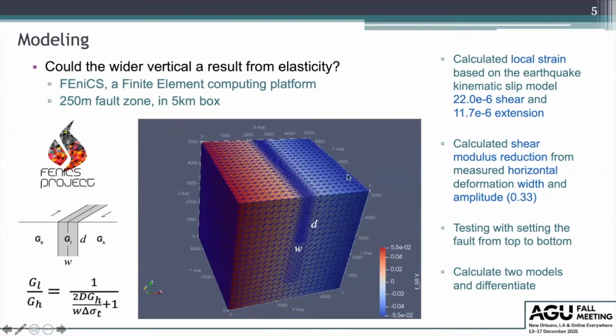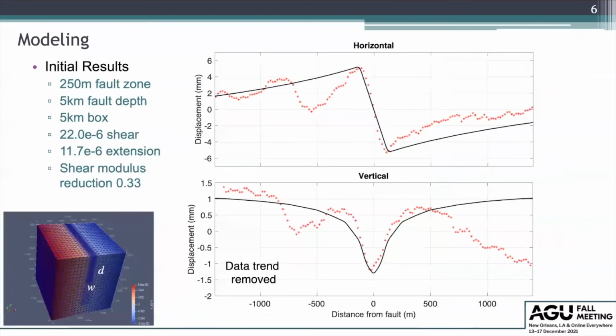Since the formula is derived with the fault zone extending from the top to bottom, we decided to test that scenario first. For the profile, it is done by differencing two models, one with a changing modulus, one just homogeneous. And here are the results. The red stars are the data, and the black curves are from the model. So the model produced a horizontal deformation that matches the amplitude and width. The small mismatch here might indicate a stronger damage toward the center of the fault. There are also mismatches outside of the fault damage zone, which we will go into later.